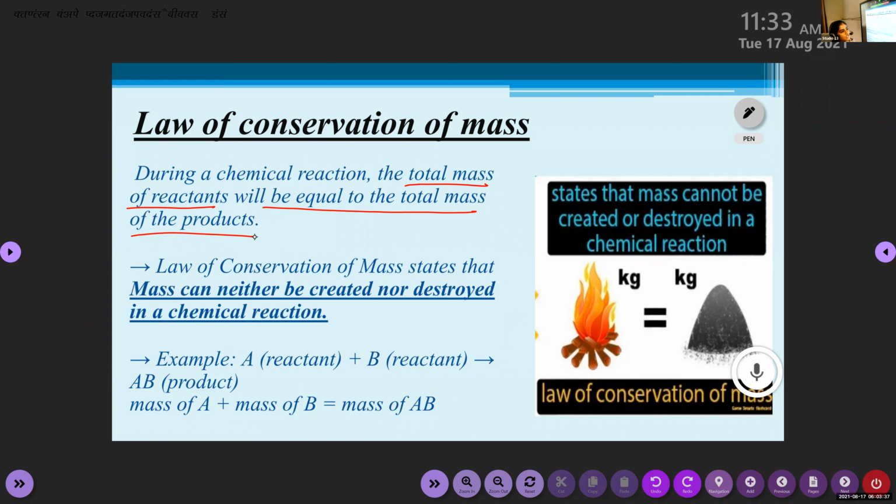In the question paper, when you see "state the law of conservation of mass", you should write this one. Others are certain explanations for this law. This is the accurate statement of this law: mass can neither be created nor destroyed in a chemical reaction. That means no new mass is added or destroyed during a chemical reaction. It always remains constant.